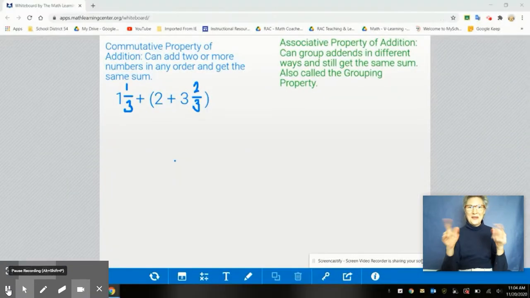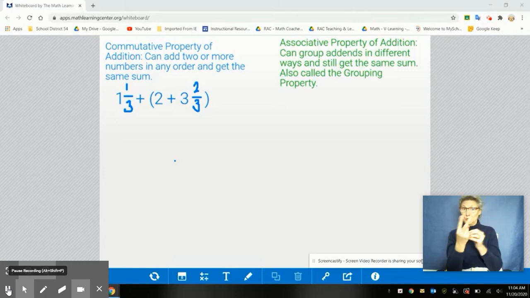Friends, let's get started. So we're going to use the properties of addition, two of them, to help us work through another problem. The first property we're going to look at is the commutative property, where we can add two or more numbers in any order to get the same sum. So if I wanted to solve 1 1/3 plus 2 plus 3 2/3, I can reorder this in a way that makes more sense to me.